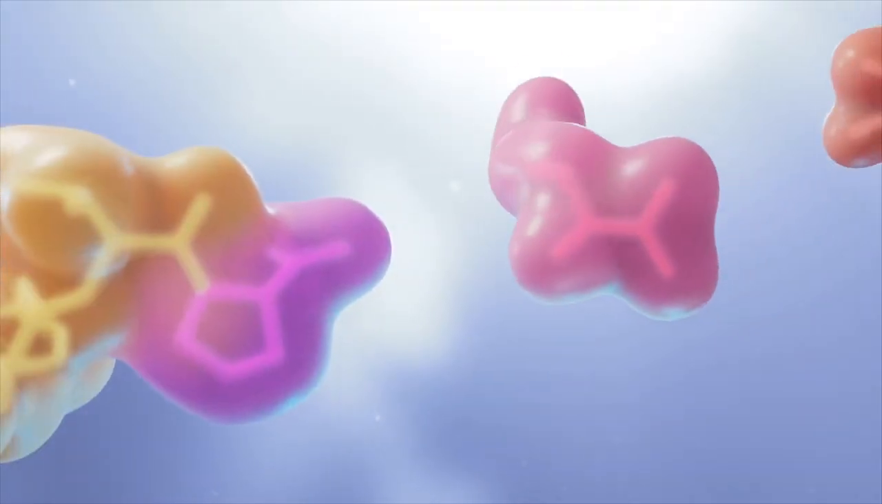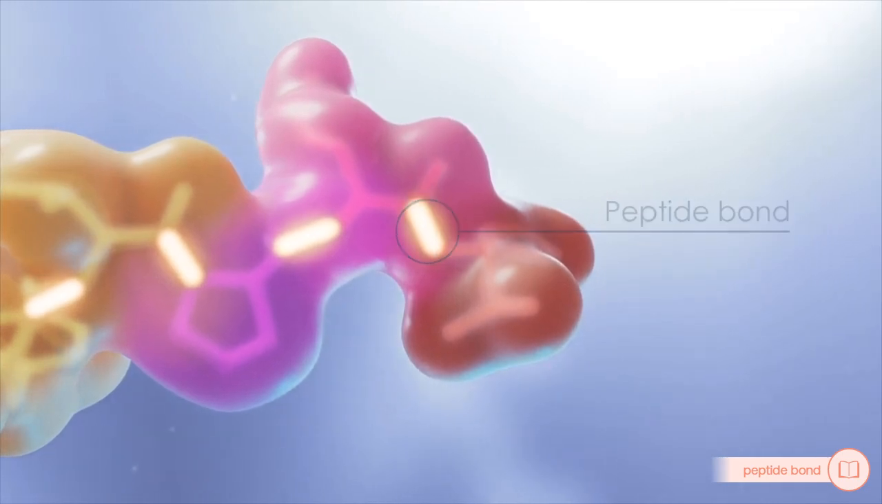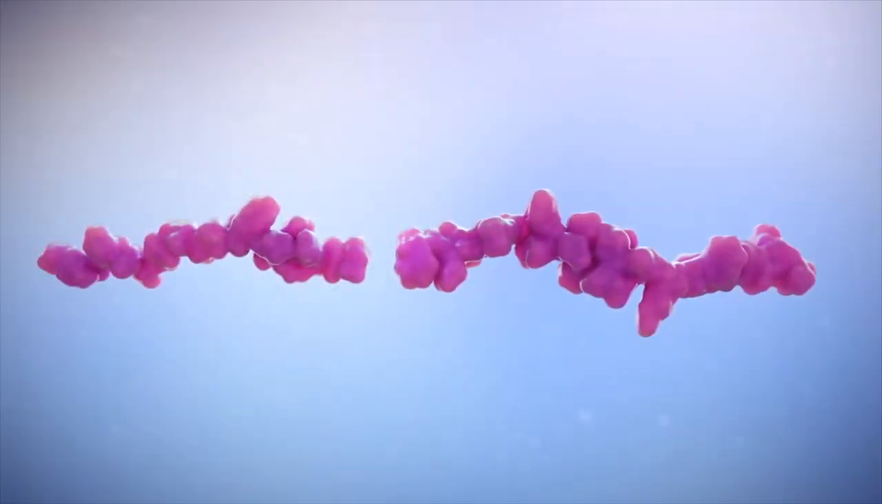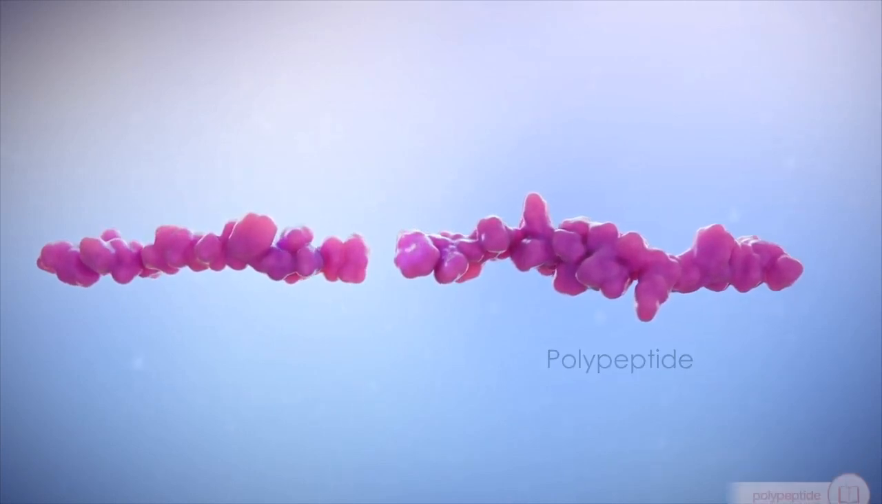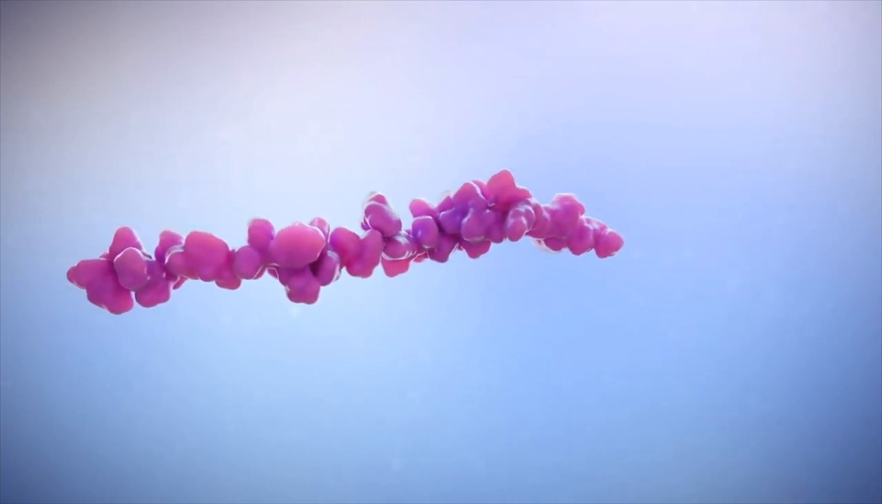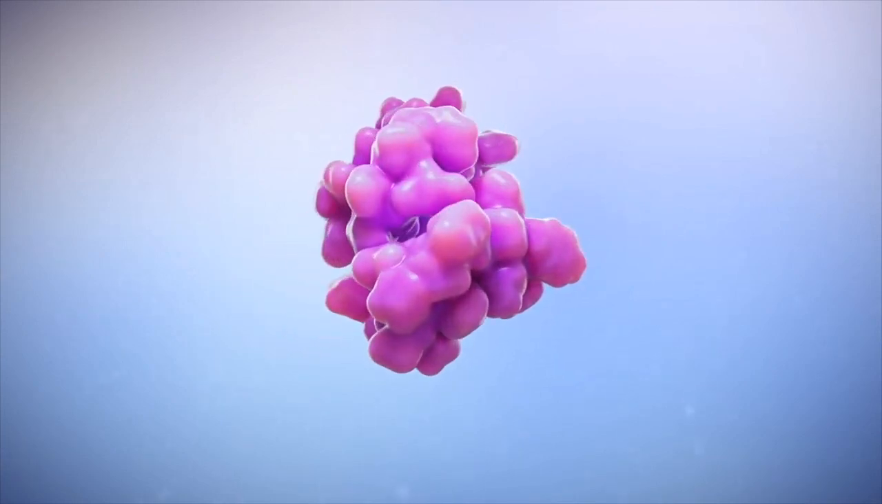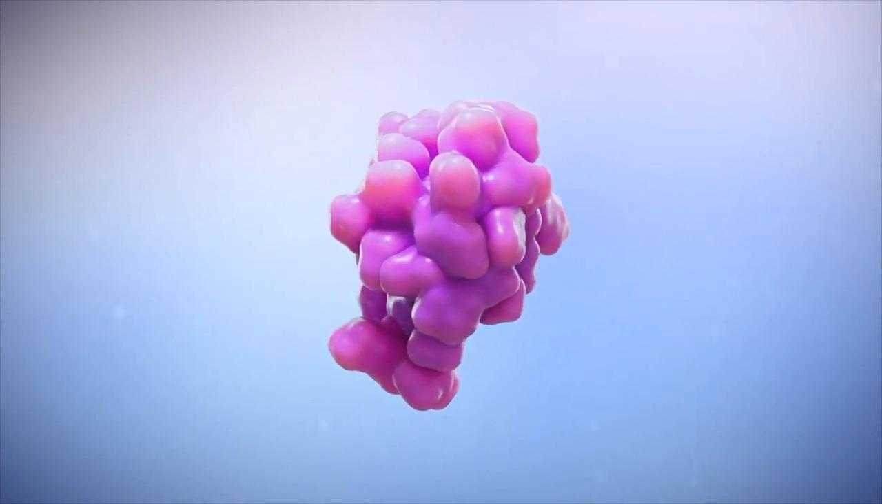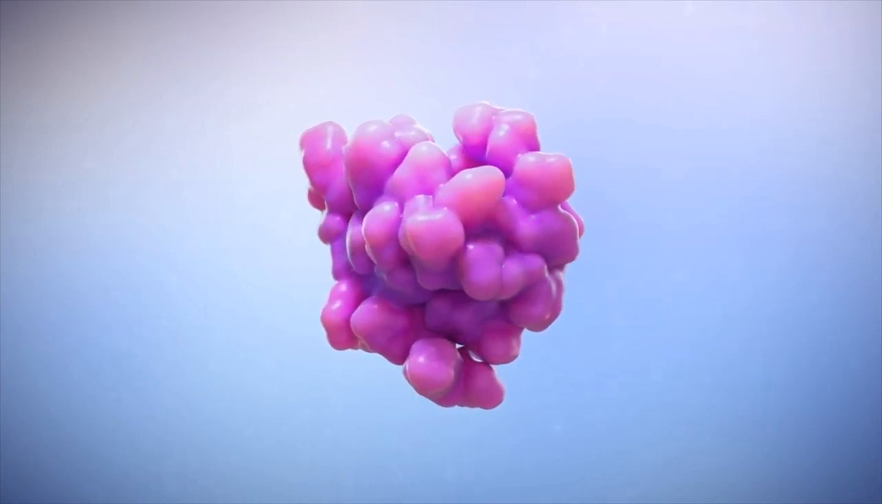When amino acid monomers pop together, they form strong peptide bonds. So a string of amino acids is often called a polypeptide. Which amino acids are present and the order in which they're arranged dictates how the chain will fold up into a three-dimensional shape. And it's this unique three-dimensional architecture that gives each protein its specific function.